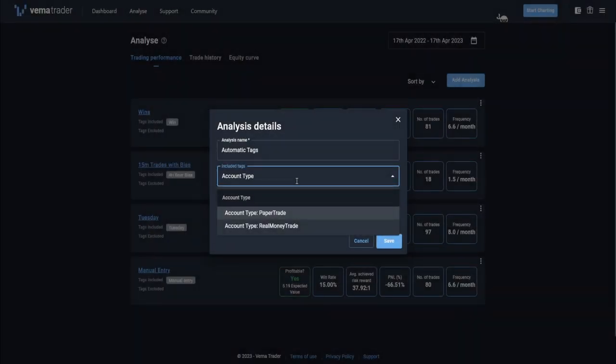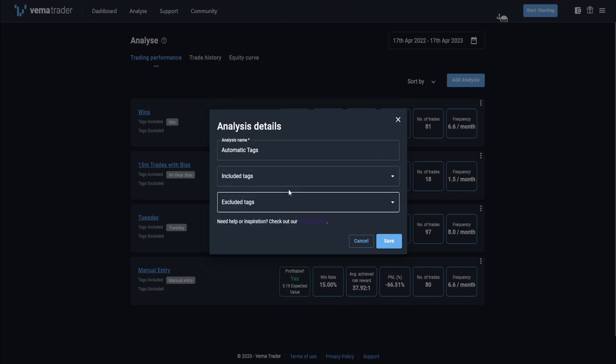Righto, so the very first automatic tag we have is account type. This tag sets whether your trades were paper trades or real money, live trades. By filtering along this tag, you can see how you're performing on your live trading strategies versus on your paper trading strategies. The second tag that we have is conditions.